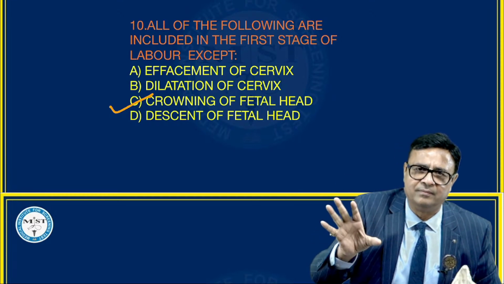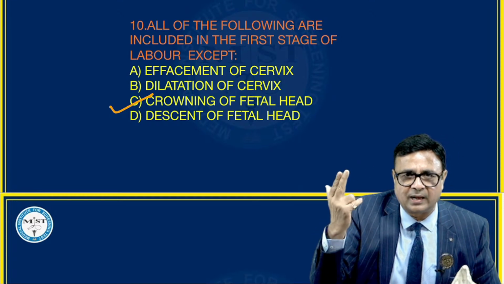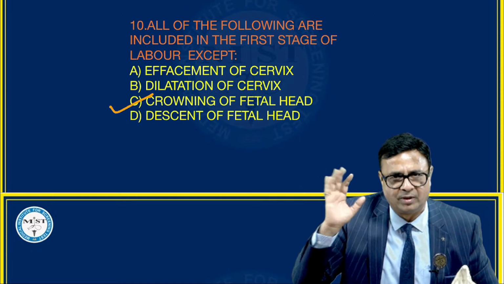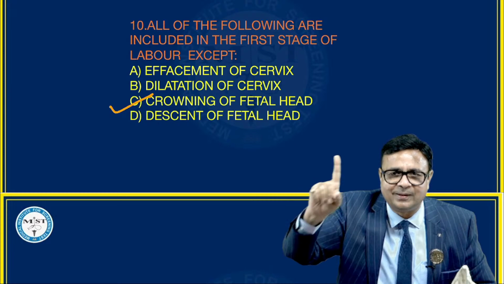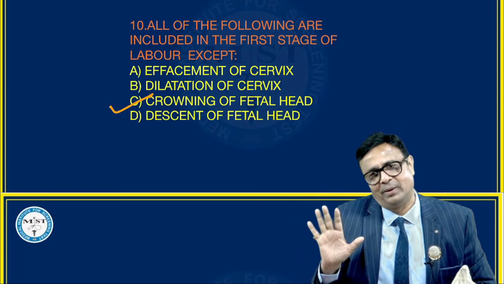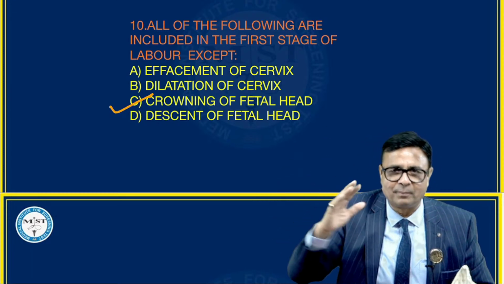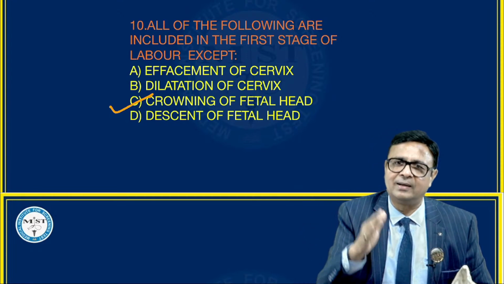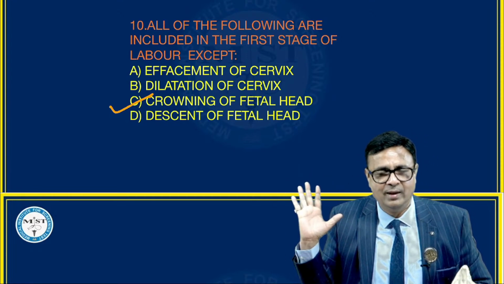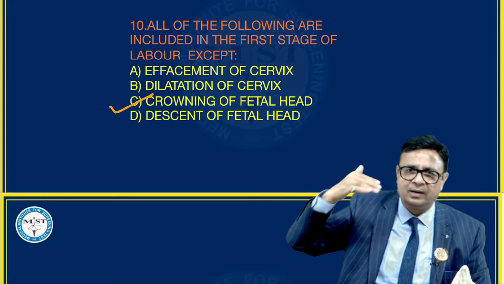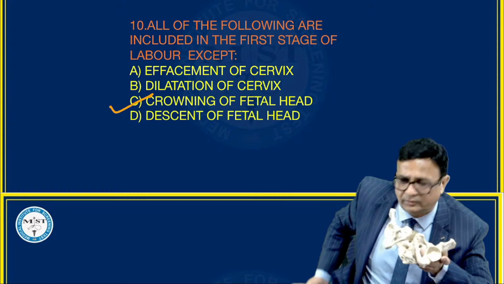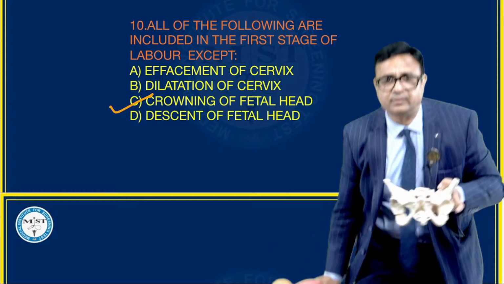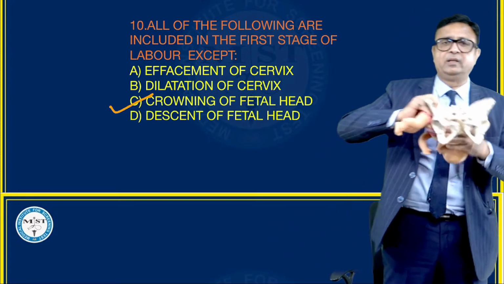Cervical dilatation. What is the rate of dilatation in primi? 1.2 centimeter per hour. Multi, 1.5 centimeter per hour. WHO says it should be at least 1 centimeter per hour. And descent of head, primi 1 centimeter per hour, multi 2 centimeter per hour. And what is the correct sequence of cardinal movements in second stage of labor? Let me show you. This question is frequently asked.